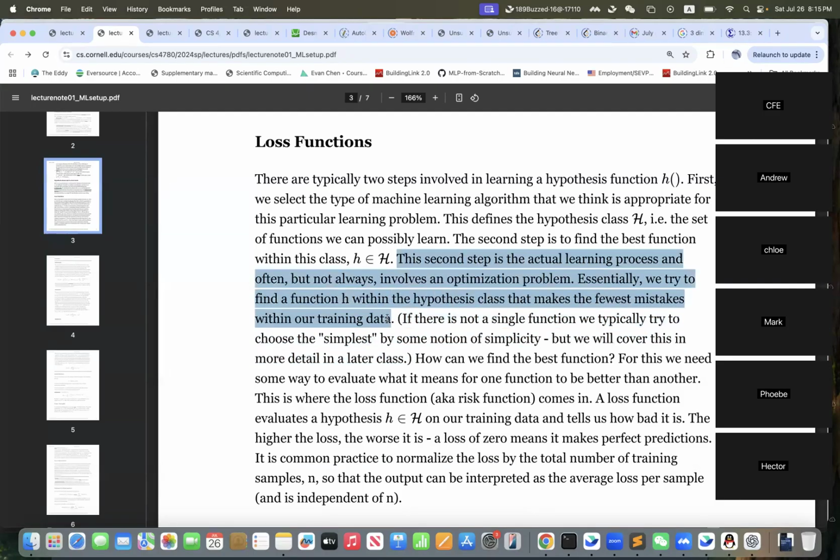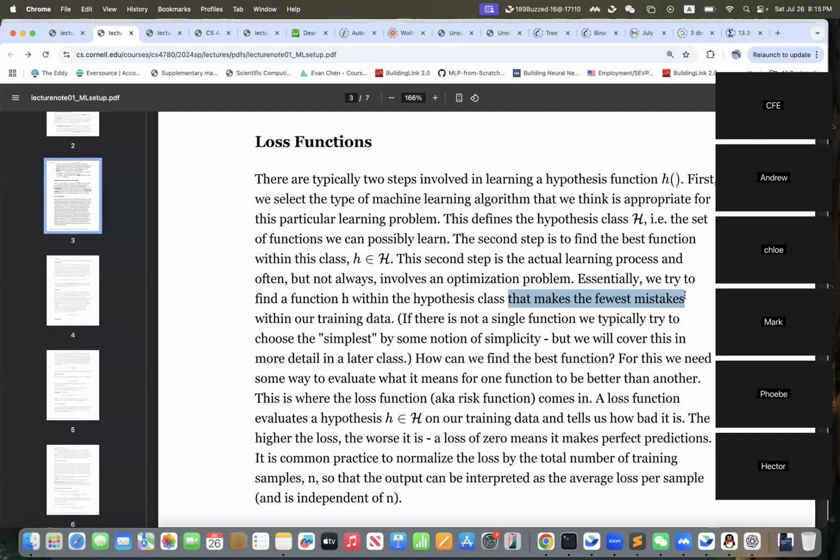So it seems I already explained the second step, right? Essentially, we're trying to find a hypothesis within the large H, the hypothesis class, that makes the fewest mistakes. So what does it mean by making the fewest mistakes? Chloe, can you explain this, in plain words or in your understanding? What does it mean to choose an h that makes the fewest mistakes?